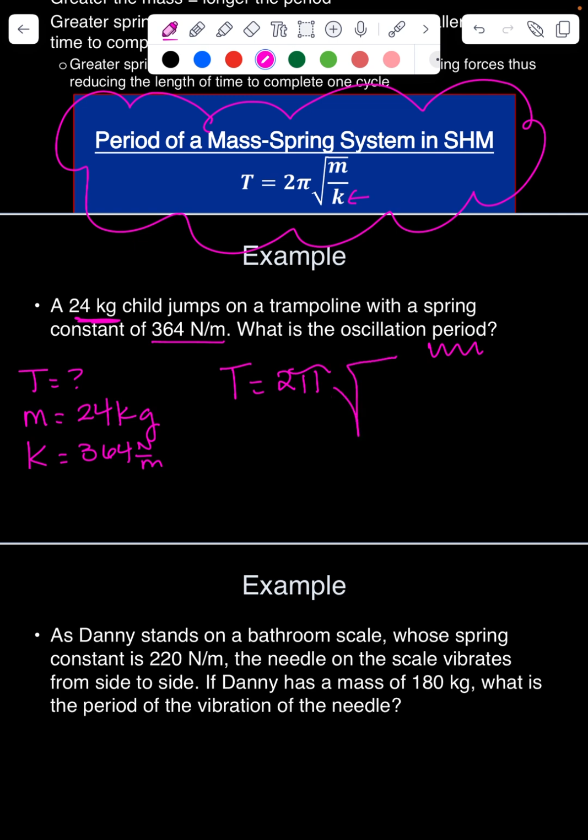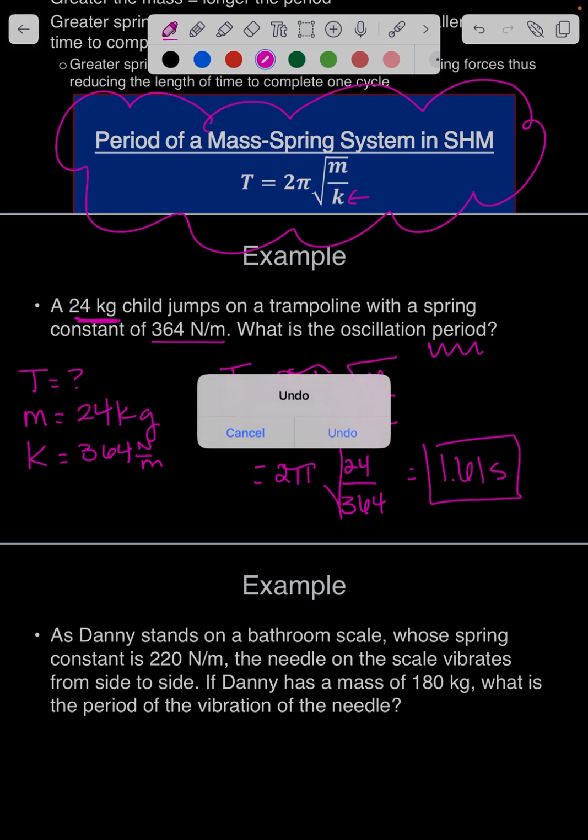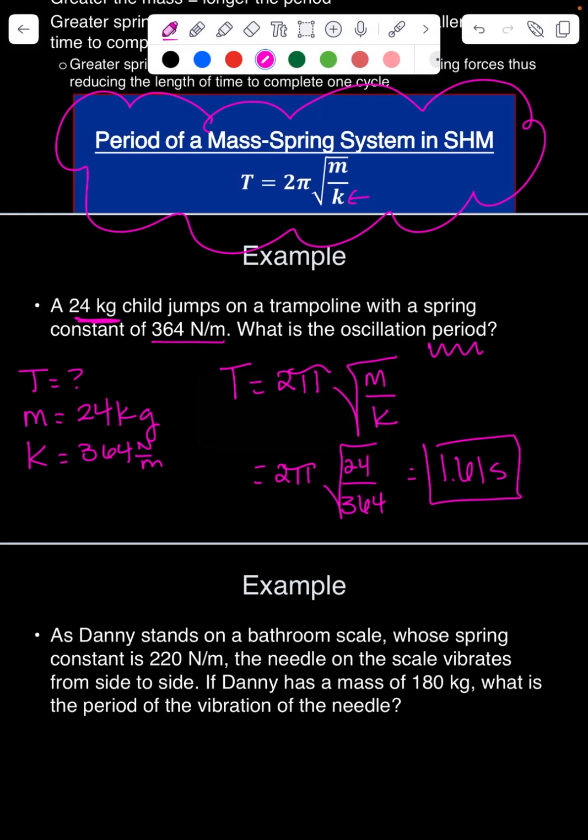So it's just a plug and chug equation. We can just plug in mass and spring constant. We have 2 pi times the square root of 24 divided by 364. We plug that in and we should get a period of 1.61 seconds. That means this has an oscillation period; it's going to complete one cycle every 1.61 seconds.